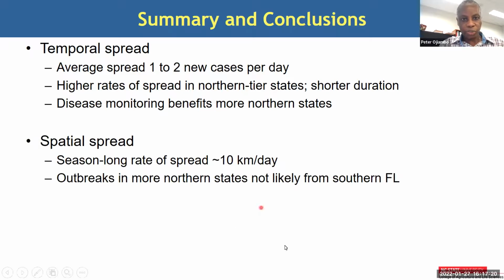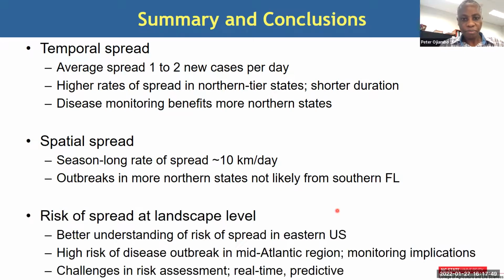And then as far as the spatial spread is concerned, the epidemic moves quite fast, about 10 kilometers every day. And what was important here is that the outbreaks in the northern states are not likely to come from Florida, but the ones in the mid-states, like South Carolina and Georgia, are most likely coming from overwintering sources in Florida. That's something that was very, very important to report out of this particular study.